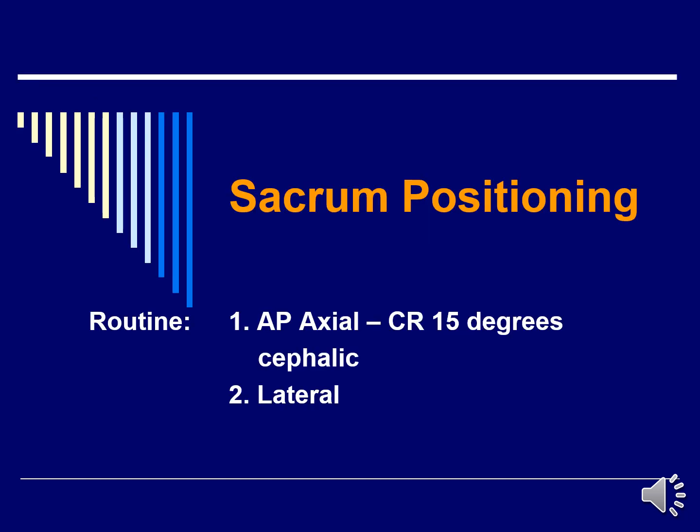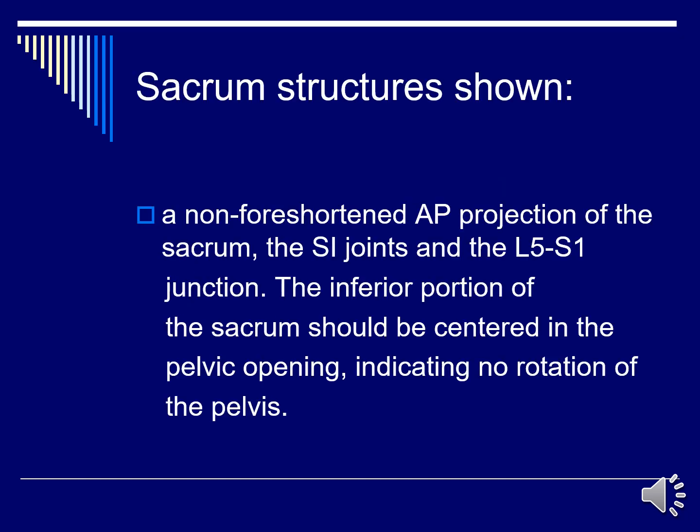So for our sacrum positioning, we have the AP axial and the lateral. The AP axial is going to have a CR angle of 15 degrees and it's going to be cephalic. So in showing that, it's going to give us a non-foreshortened AP projection of the sacrum with the SI joints and L5-S1 junction open. Our central ray, as I said, is going to be 15 degrees cephalic. We are going to be entering 2 inches above the symphysis pubis and mid-sagittal plane with no rotation on your patient. You probably can collimate down to an 8 by 10 and place your marker towards the bottom corner since that is the smaller or the more narrow portion of your sacrum.